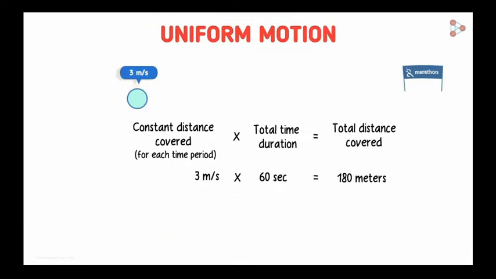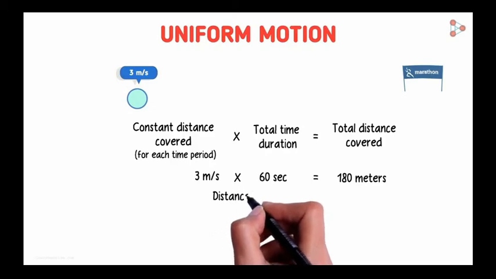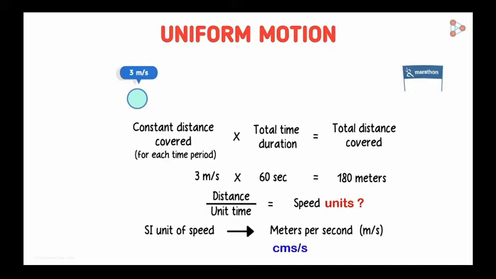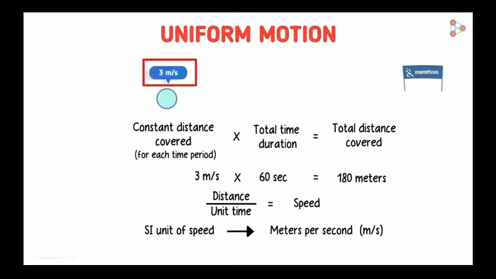Uniform motion. Distance traveled by an object in unit time is called speed. It's distance per unit time. So what will be the units? Can you guess? The SI unit of speed is meters per second. Quite often you will also see speed denoted in centimeters per second, miles per hour or kilometers per hour, but the standard unit remains meters per second. We observe this gentleman here running at a constant speed of 3 meters per second.